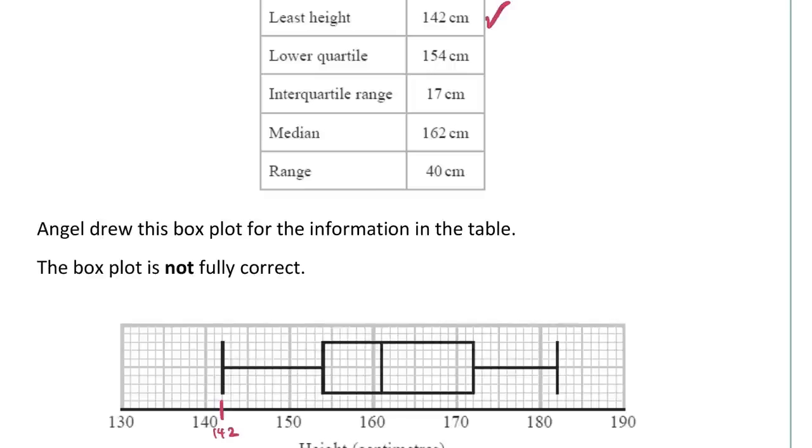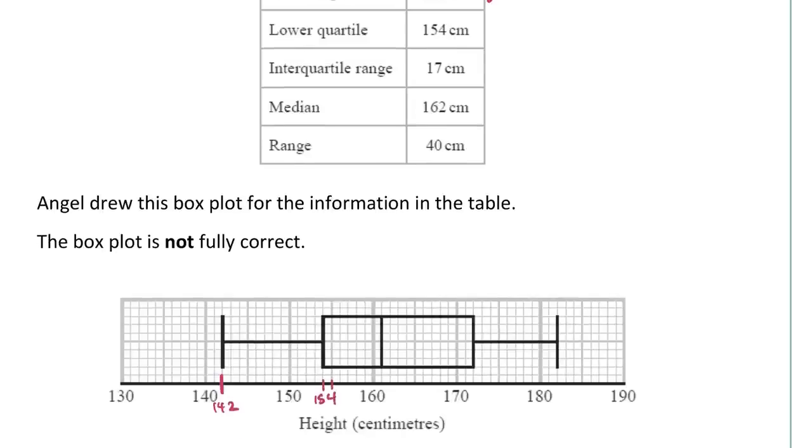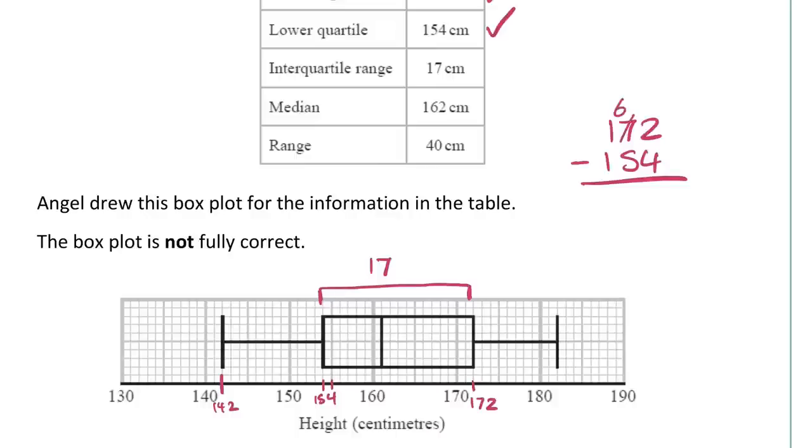The lower quartile, 154, that's 155 there. So that is 154 just before it, not a problem, we'll tick that one off. The interquartile range is 17. Now the interquartile range is the distance from the lower quartile to the upper quartile. It says there that is 17. Well, let's see, this number over here is 172. So 172 take away 154, is that 17? Let's check it out. So let's borrow, 12 take away 4 is 8, 6 take away 5 is 1, and then 0. So actually no, the interquartile range is 18.